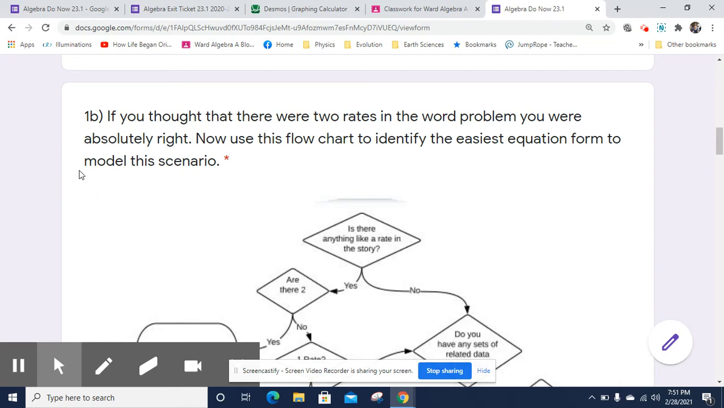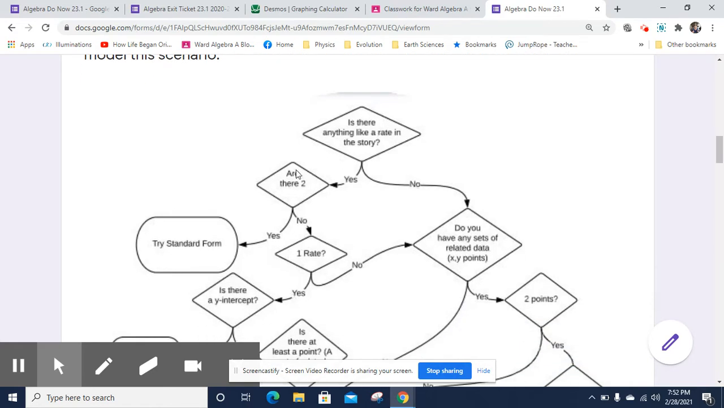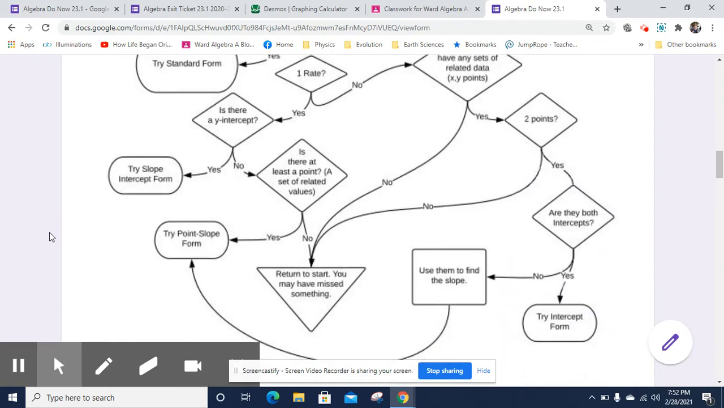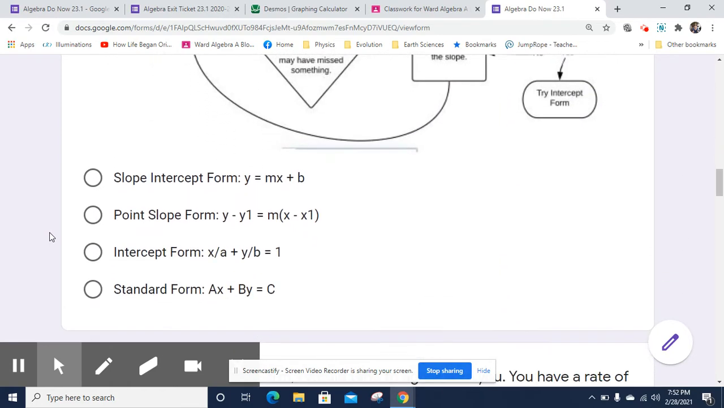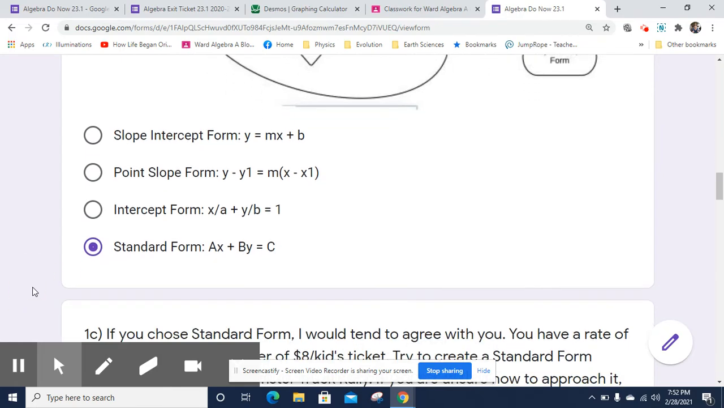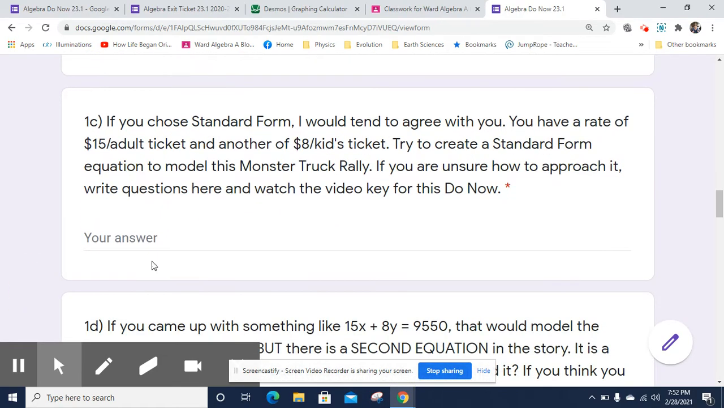Let's take a look at the flow chart. It starts with, is there anything like a rate in the story? Why, yes, there is. Are there two? Why, yes, there are. So let's try the standard form. That seems like the best suited equation form for this. You have a rate of $15 per adult ticket and another of $8 per kids ticket. So try to create a standard form equation to model this monster truck rally.